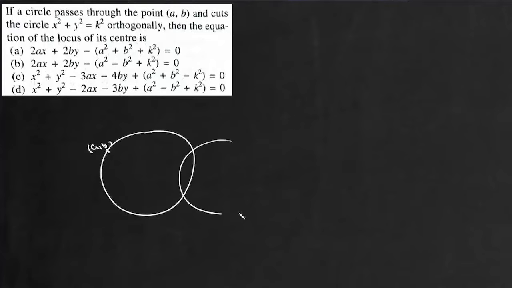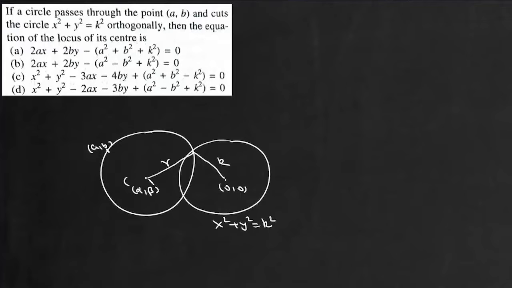Now here the question is: a circle passes through the point (a, b) and cuts this other circle x square plus y square equals k square orthogonally; find the equation of the locus of its center. Now we will find the equation of the locus of its center. So let this point be (alpha, beta). For this other circle, the center is at the origin and the radius is k, and for this circle let the radius be r. Now this is C1 and this is C2.